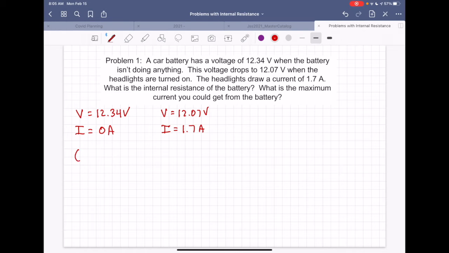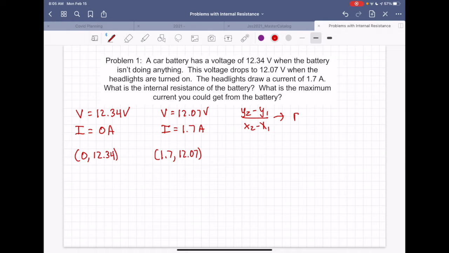We now have our ordered pairs, (0, 12.34) and (1.7, 12.07). At this point, you should be able to find your slope, y2 minus y1 over x2 minus x1. Remember, the slope is the internal resistance of the battery, which goes by the letter R.